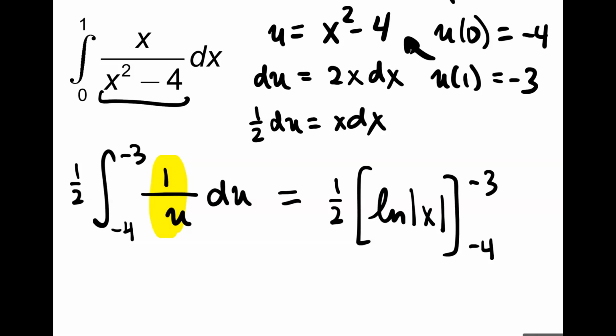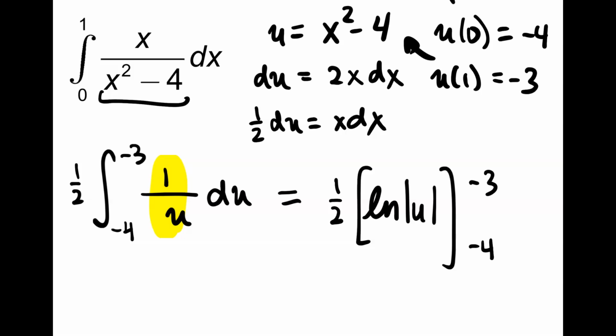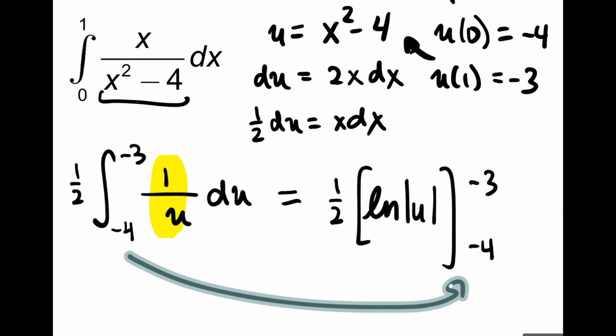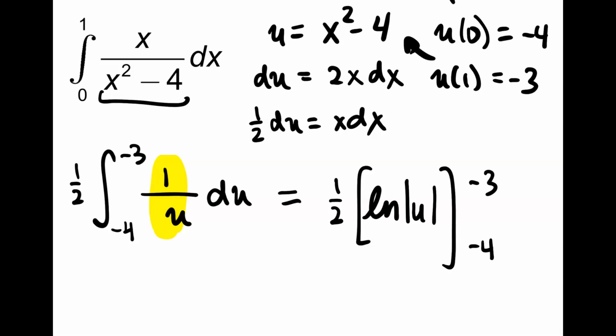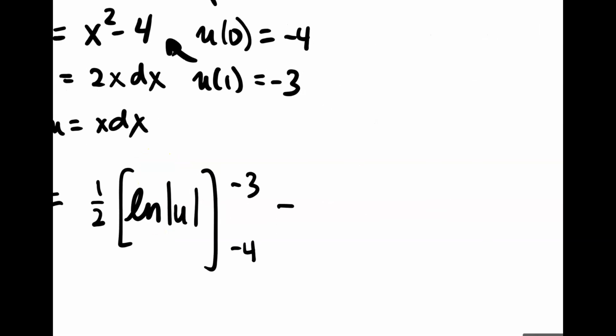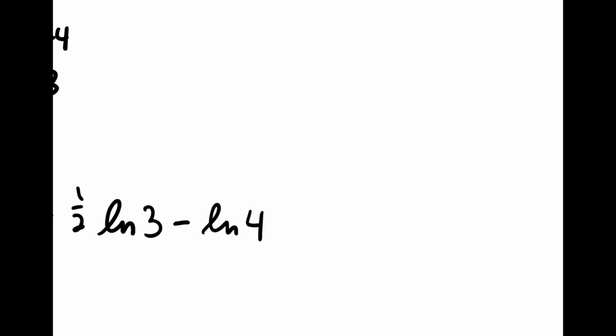The integral of 1 over u is ln of the absolute value of u. When you evaluate definite integrals, you have your lower bound and your upper bound. A big reason we have the absolute value in this integral is because we can't plug negative values into a log function. So it's 1/2 times the upper bound, ln 3, minus the lower bound, ln 4. But wait, we're not done. Using our properties of logarithms, this is going to be 1/2 ln of 3 over 4.